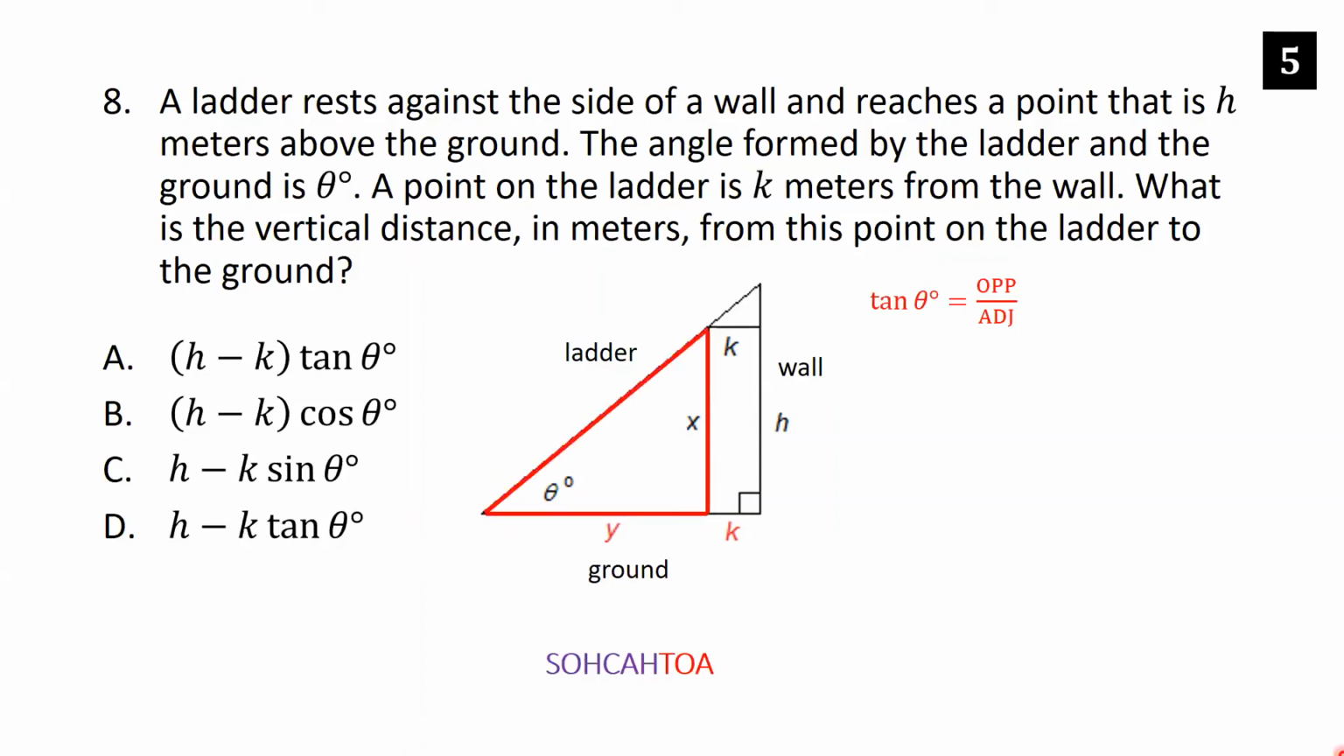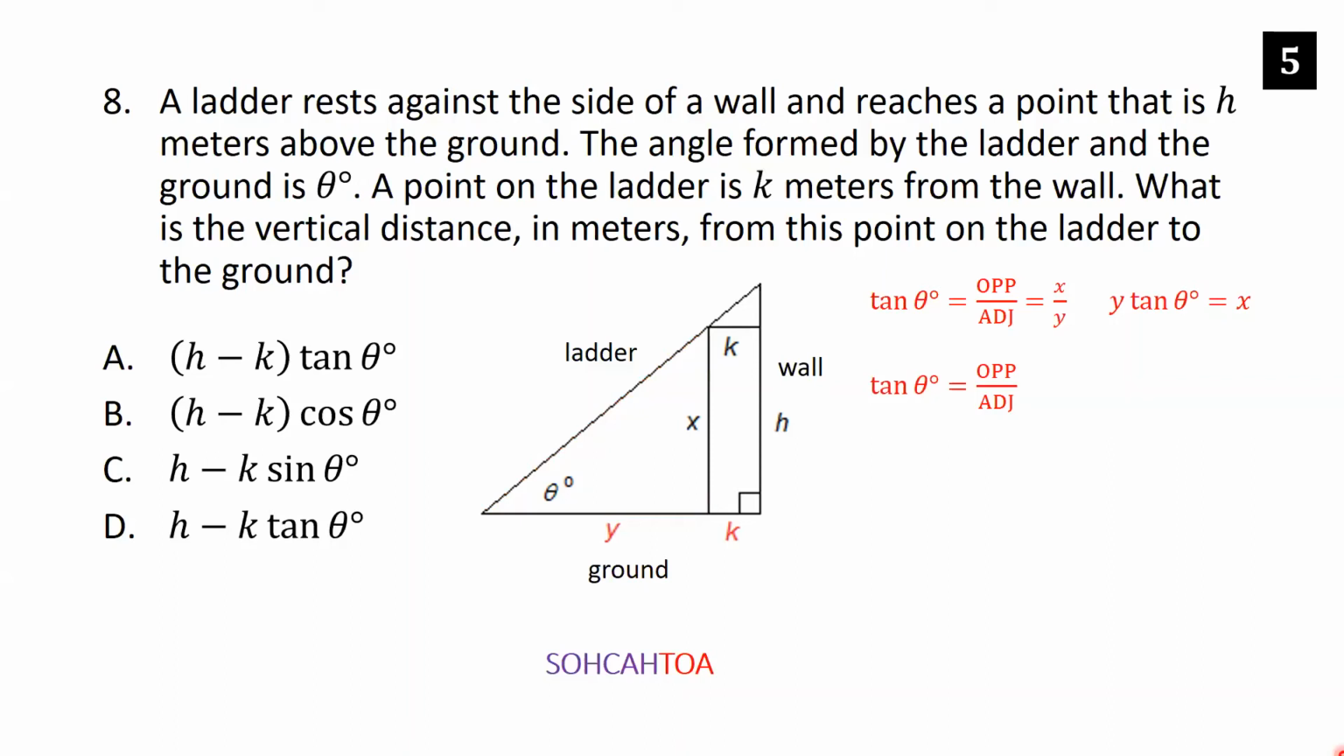Let's look at the smaller triangle first. Here, the opposite is x, and the adjacent is y. So the tangent of theta is equal to x over y. And we can multiply that equation on each side by y to get y tan theta equals x.